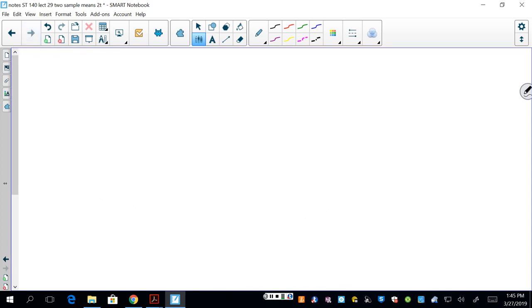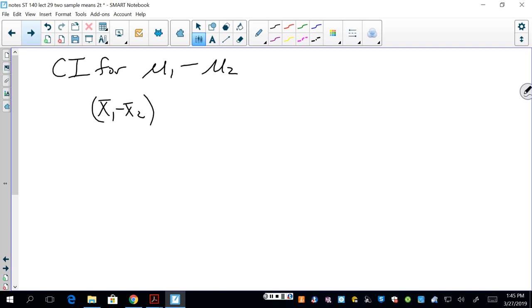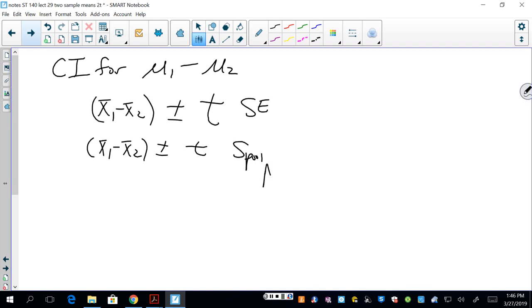So we can do a confidence interval for the difference. We put x bar 1 minus x bar 2, and that's our estimate, plus or minus a t-value, a quantitative measure like we had before, times the standard error. The thing we use for the standard error is that pooled standard deviation times the square root of 1 over n1 plus 1 over n2.